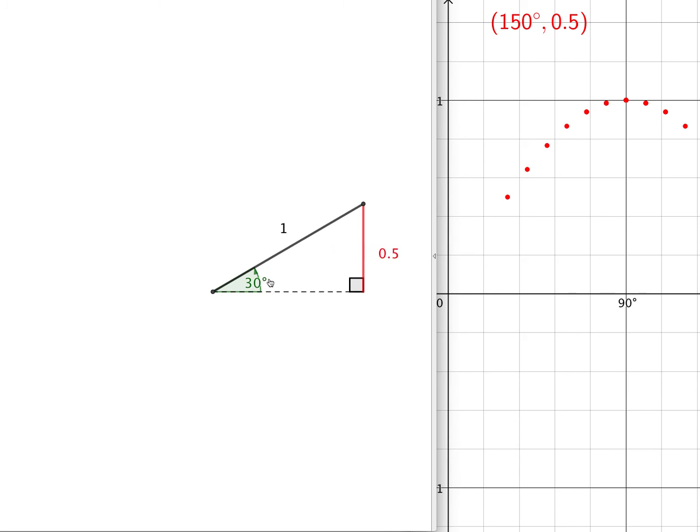So these are related angles. 30 degrees, 150 degrees, 210 degrees and 330 degrees are related angles. If you get the sine of these angles, you'll get 0.5. Now, the same would happen with cosine. If you had cosine 30, cosine 150, cosine 210, cosine 330, they would come out with the same answer. Same with tangent. Tangent 30, tangent 150, tangent 210 and tangent 330 would all be the same.